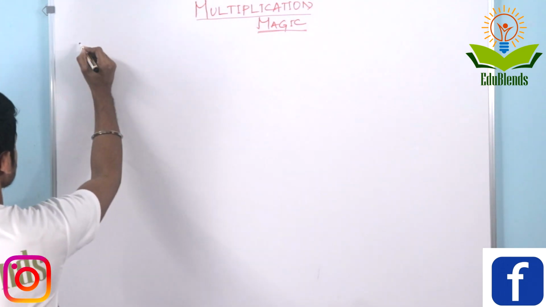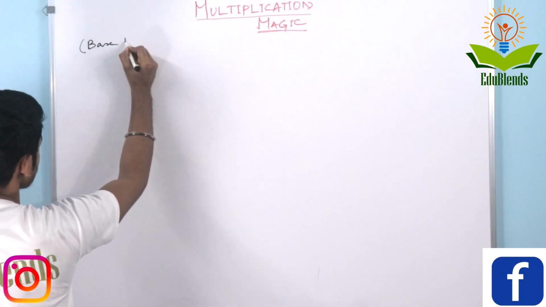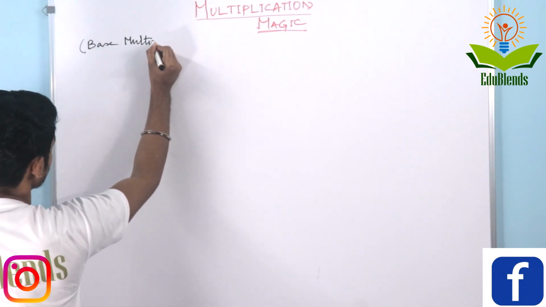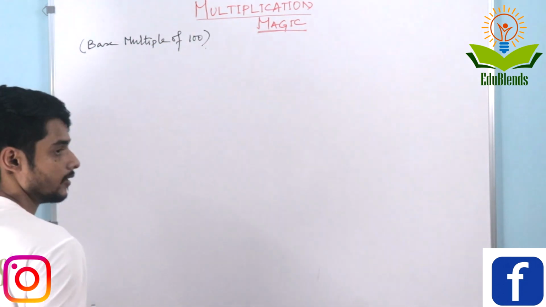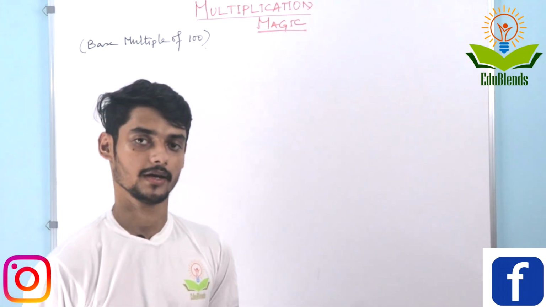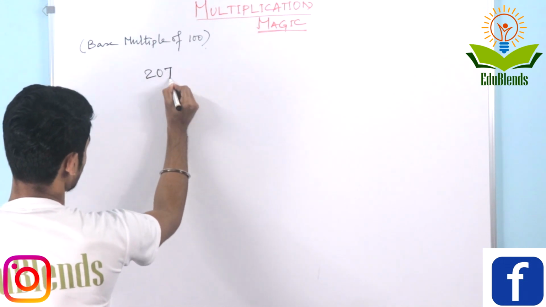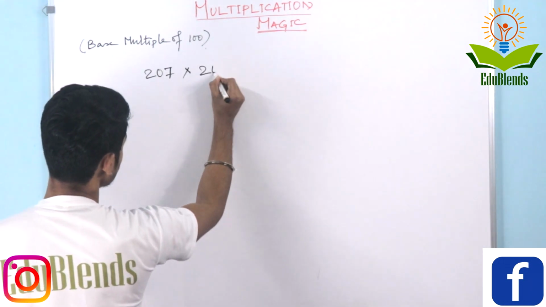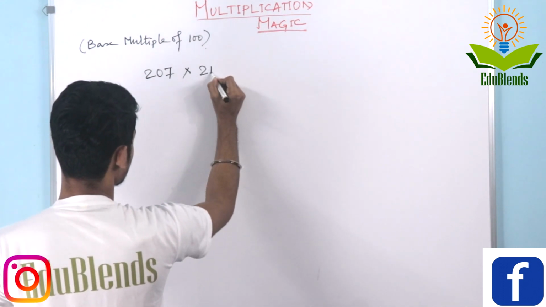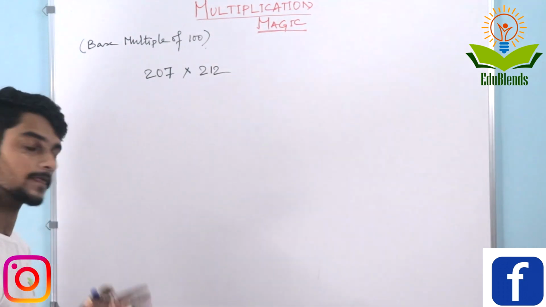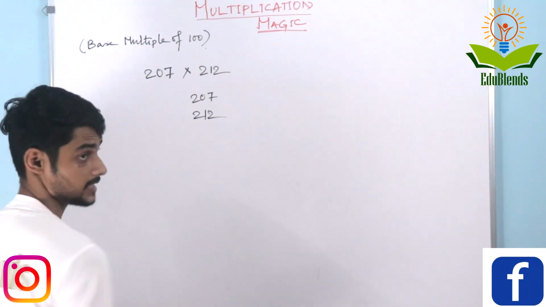Suppose now category 2, base is multiple of 100. Okay, we are taking multiple of 100, like we are using, say, 207 into, let's say, 212. Okay, we are using this. So 207 into 212, same method.